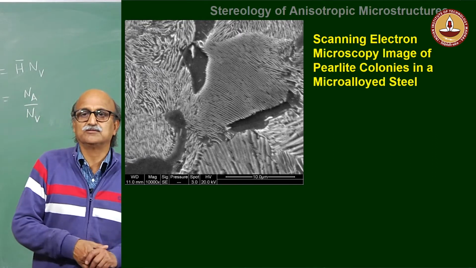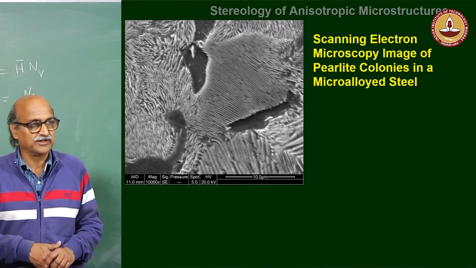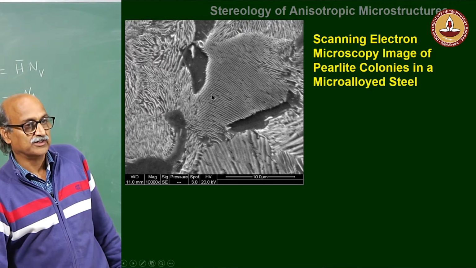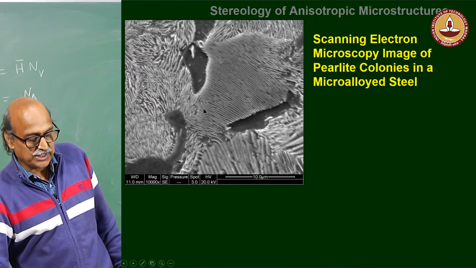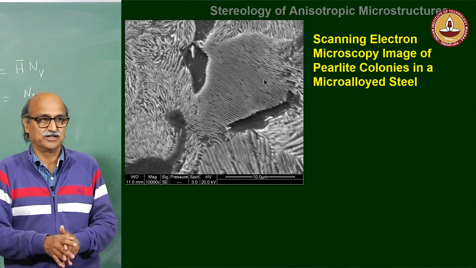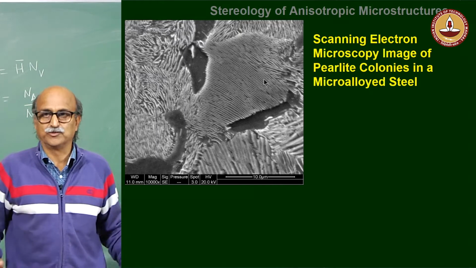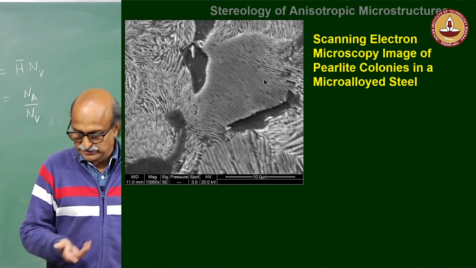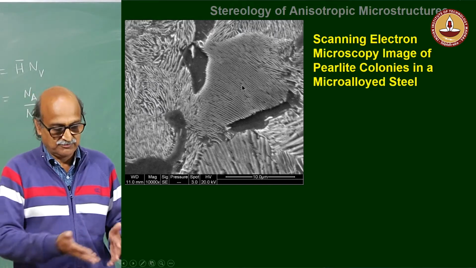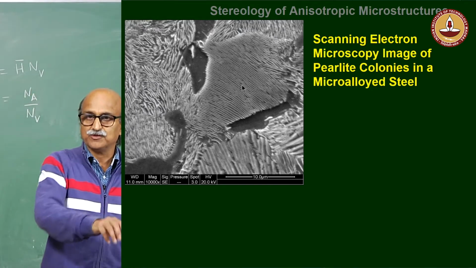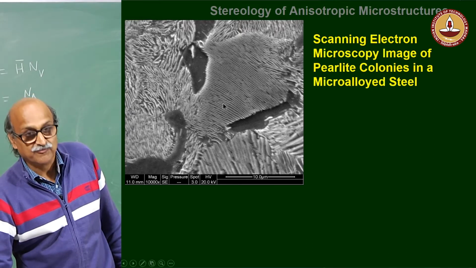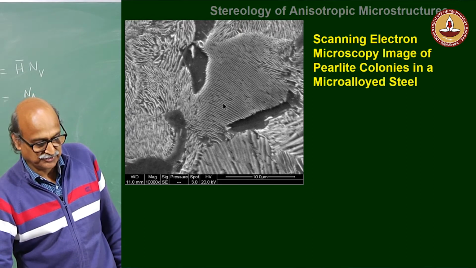One good example of an anisotropic structure is the pearlitic colonies in steel. If you take a particular colony, they are all oriented in one direction. The ferrite and the cementite lamellae plates are oriented in a direction. So, suppose I want to measure interlamellar spacing, one will have to be careful in order to measure the average interlamellar spacing for such structures.